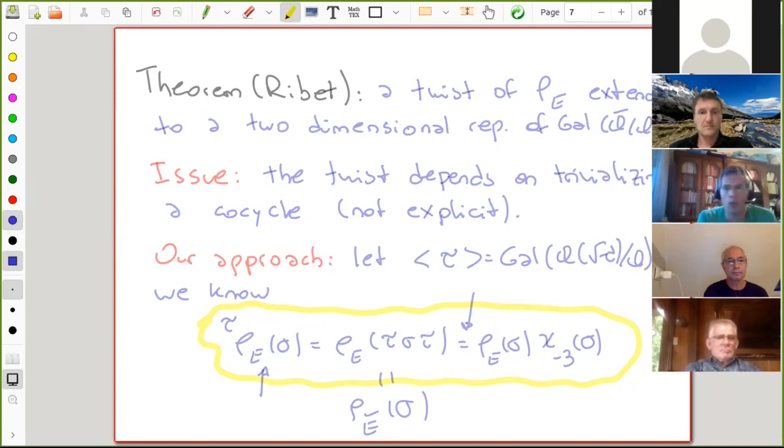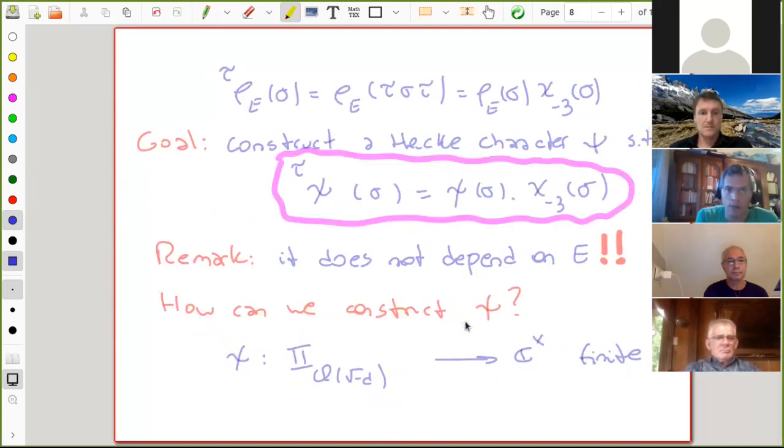So how do you find the character? Remember that we're searching for a character. The first part is I just copy the last part of the previous talk. The idea is to try to find a Hecke character which satisfies exactly the same condition. Why is that? Because we want to twist the representation. Then if we multiply the two left-hand sides of the equality, it is the same as if we multiply the two right-hand sides, and then this quadratic character cancels out. So if we find a Hecke character satisfying the pink relation, then this is the right twist we're searching for.